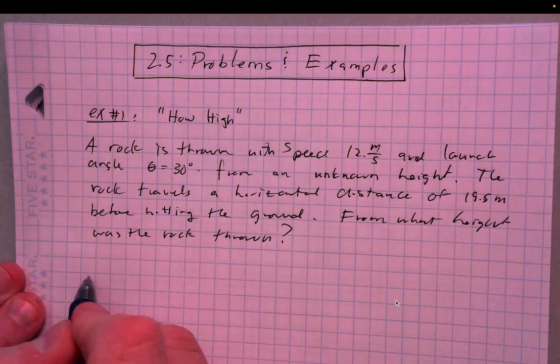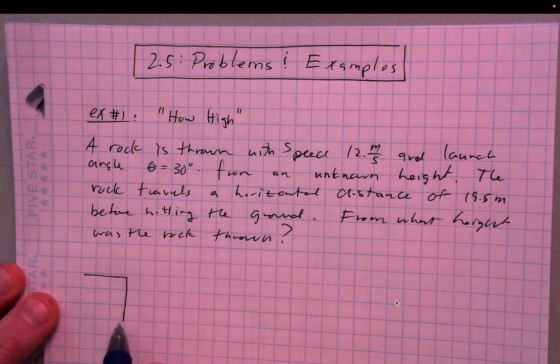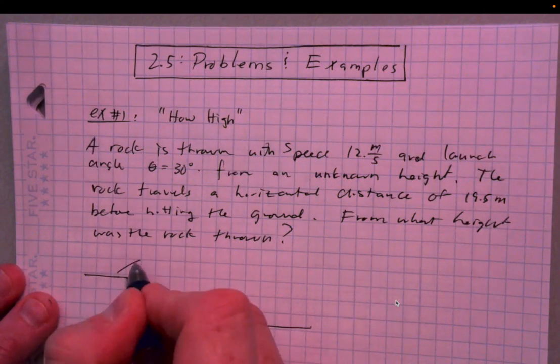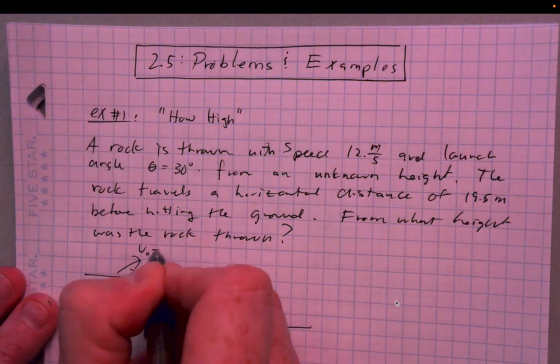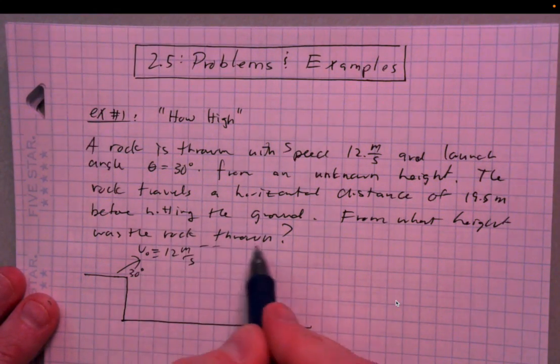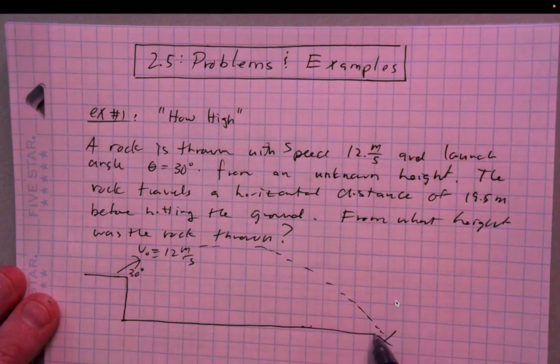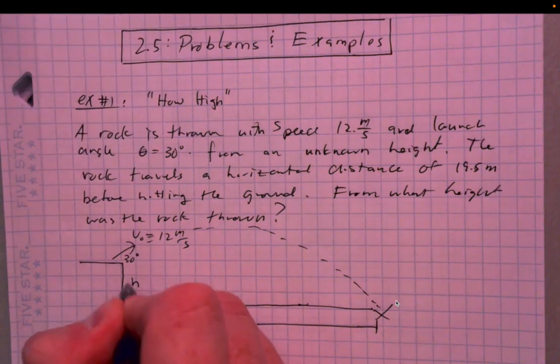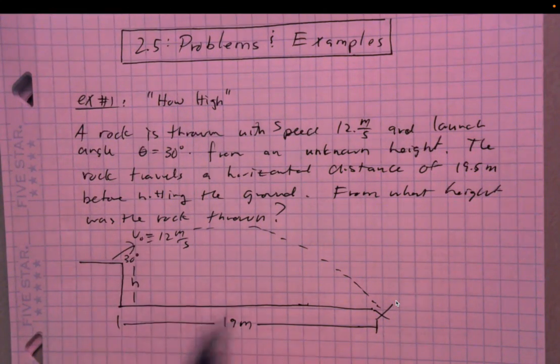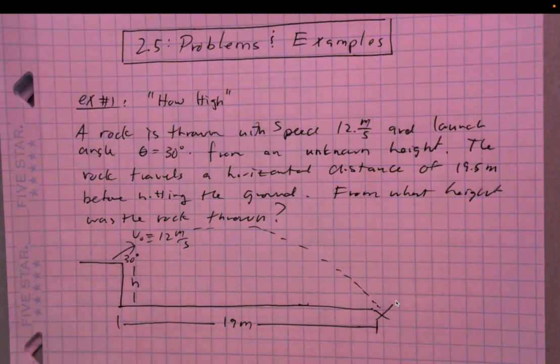All right, so just to draw the picture here. You've got a rock, and some kind of a cliff, right? You're tossing this rock off of this cliff at an angle of 30 degrees with an initial velocity of 12 meters per second. Now the rock is going to fly through the air and land somewhere out here, and that somewhere happens to be 19.5 meters from where it was thrown. So the question is, given that it's tossed at this velocity and it goes this distance, how high was it thrown from? So this cliff, how tall was it? All right, so that's a basic setup.